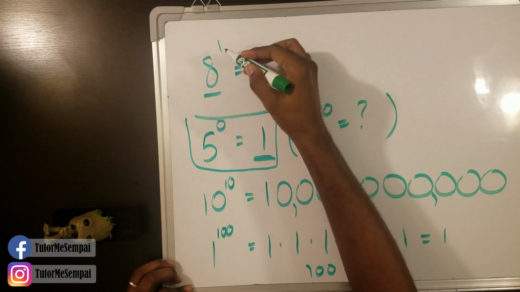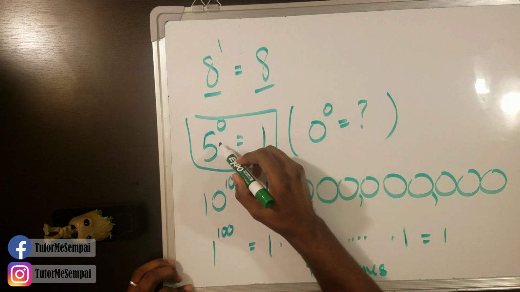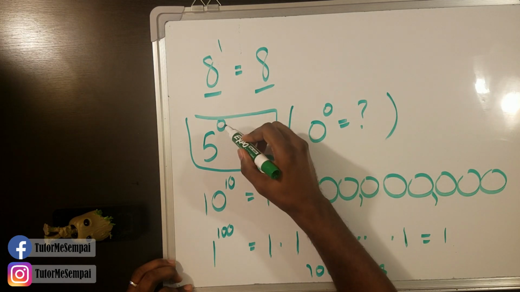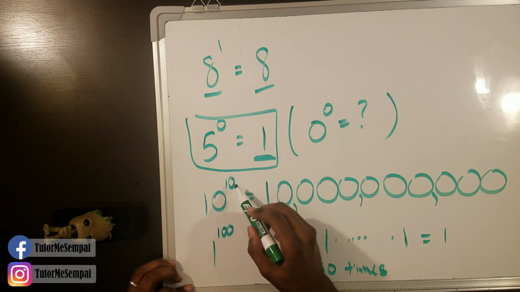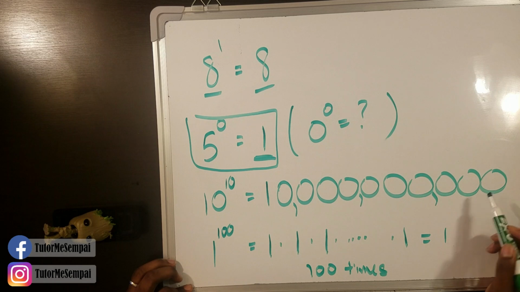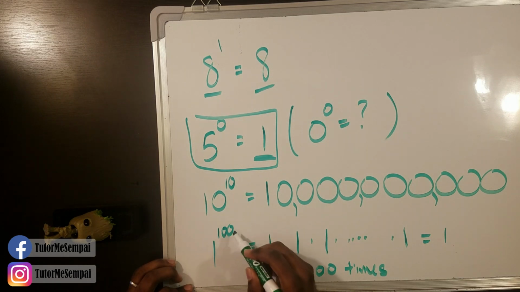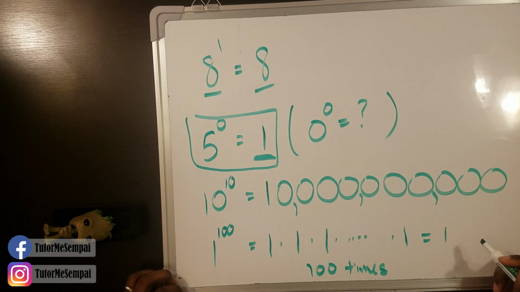So remember, anything to the first power is going to be whatever the base was. Any base, except for 0, to the 0 power is going to be 1. 10 to any power is going to be 1 with that many zeros following it. 1 to any power is going to be simply 1 because you're just multiplying a bunch of 1s. Now, exponents can be pretty much any number. No matter how big or how small, it can be an exponent.